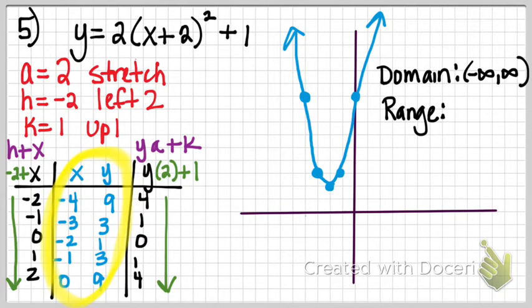So if A is positive, it's going to be K to infinity. But if A is negative, it's -infinity to K. So for this one, it would be 1 to infinity. Bracket on the 1.